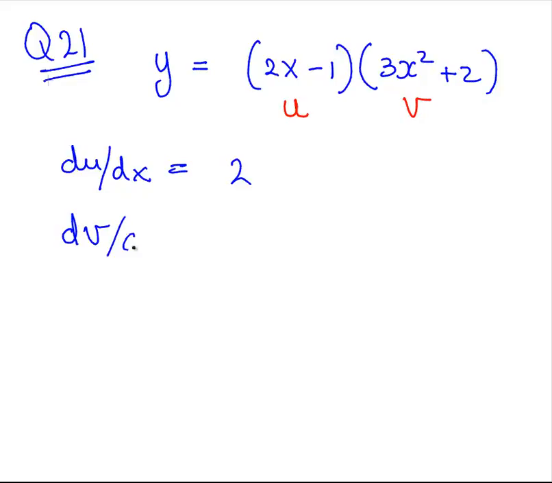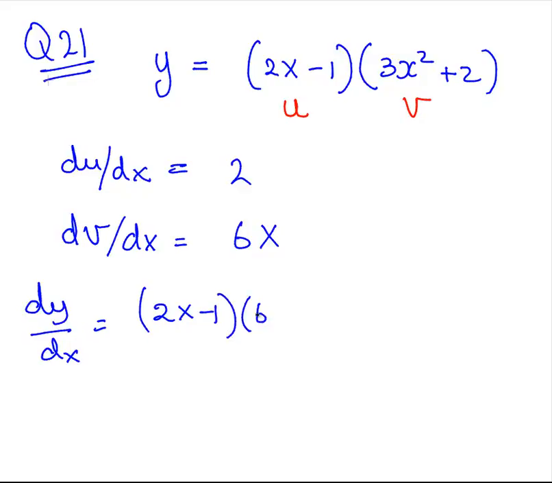dv/dx is 6x plus 0. That's just using the power rule. And let's put it all together. dy/dx is u, which is 2x minus 1, times dv/dx, which is 6x, plus v, which is 3x squared plus 2, times du/dx, which is 2.